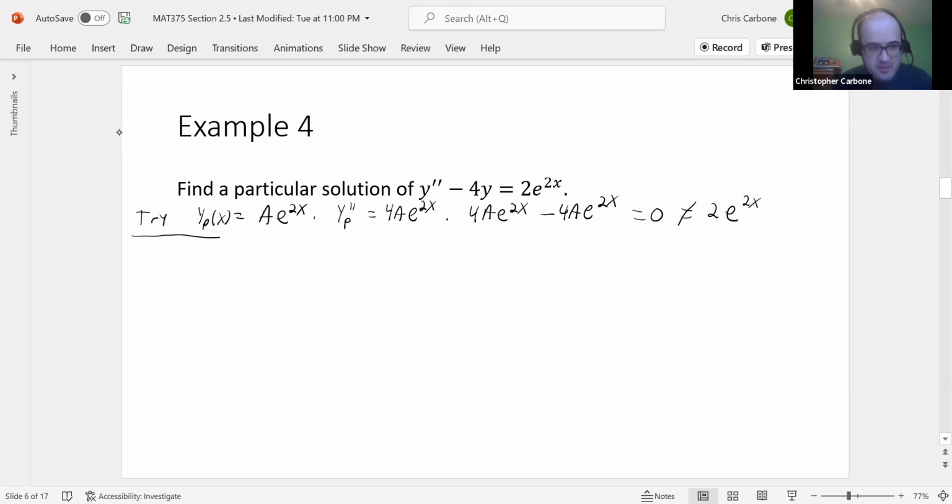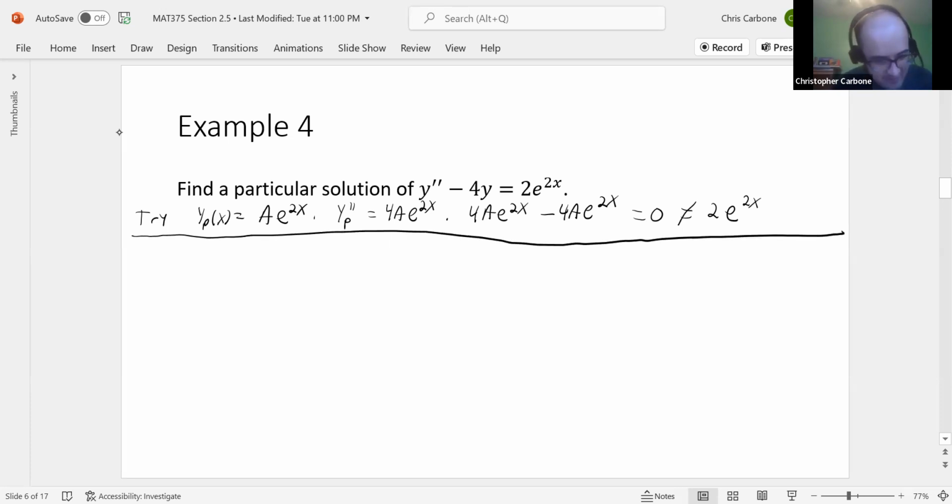So let me separate this. Because of that, we cannot use that, right? But we could try something a little different. Let's try y sub p of x, since we know we need that e to the 2x in there. But why don't we multiply that by an x? A times x times e to the 2x. Well, let us see what we get for this.